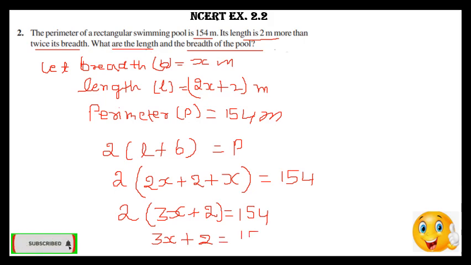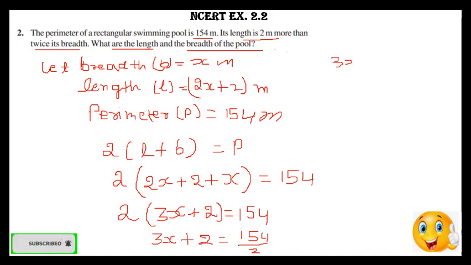So this is the one way you can solve it. Another way is that you can open the bracket by multiplying 3x with 2, and 2 you can multiply with 2. So it will be 6x plus 4 on the left side if you don't transpose 2 towards the right. That is another way of doing it. Now here 154 gets divided by 2, and on the left side we have 3x plus 2.